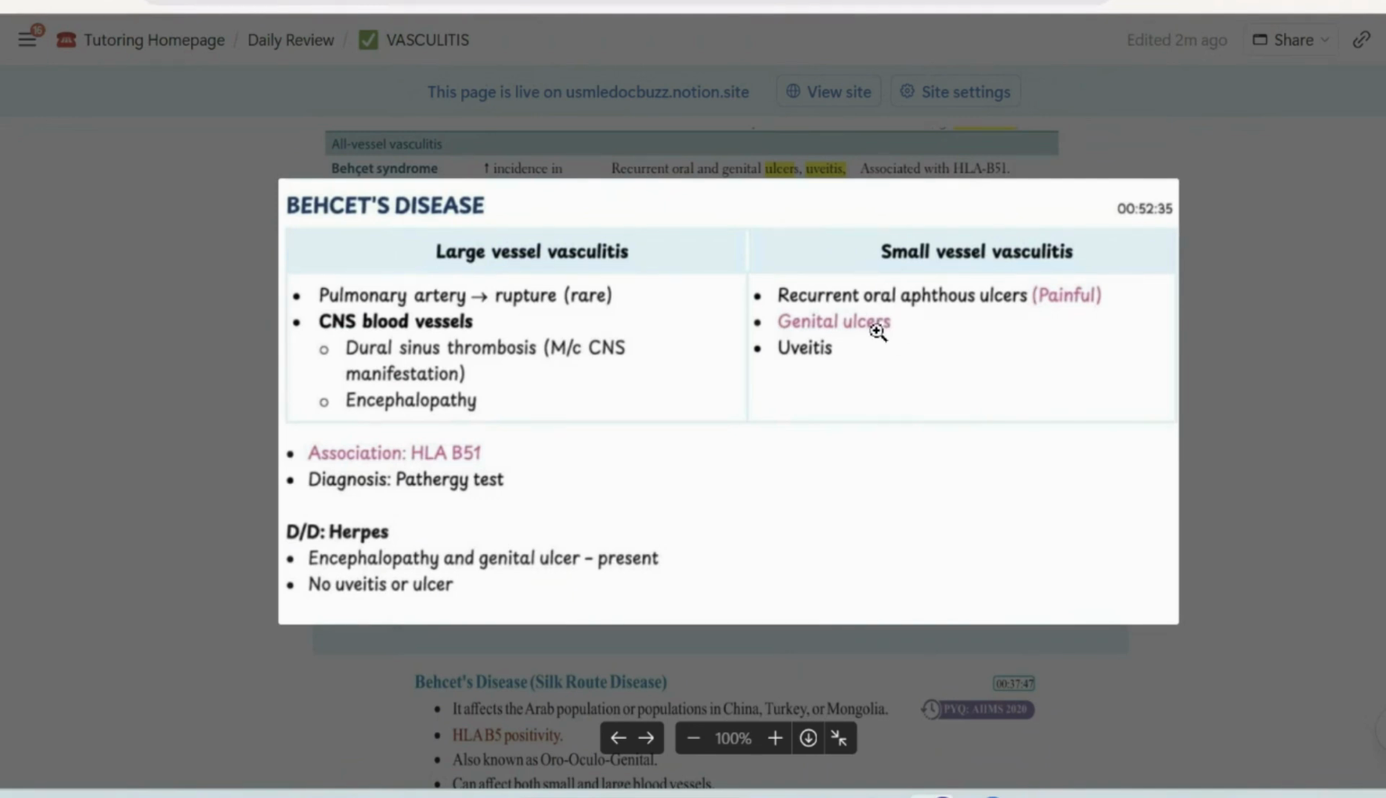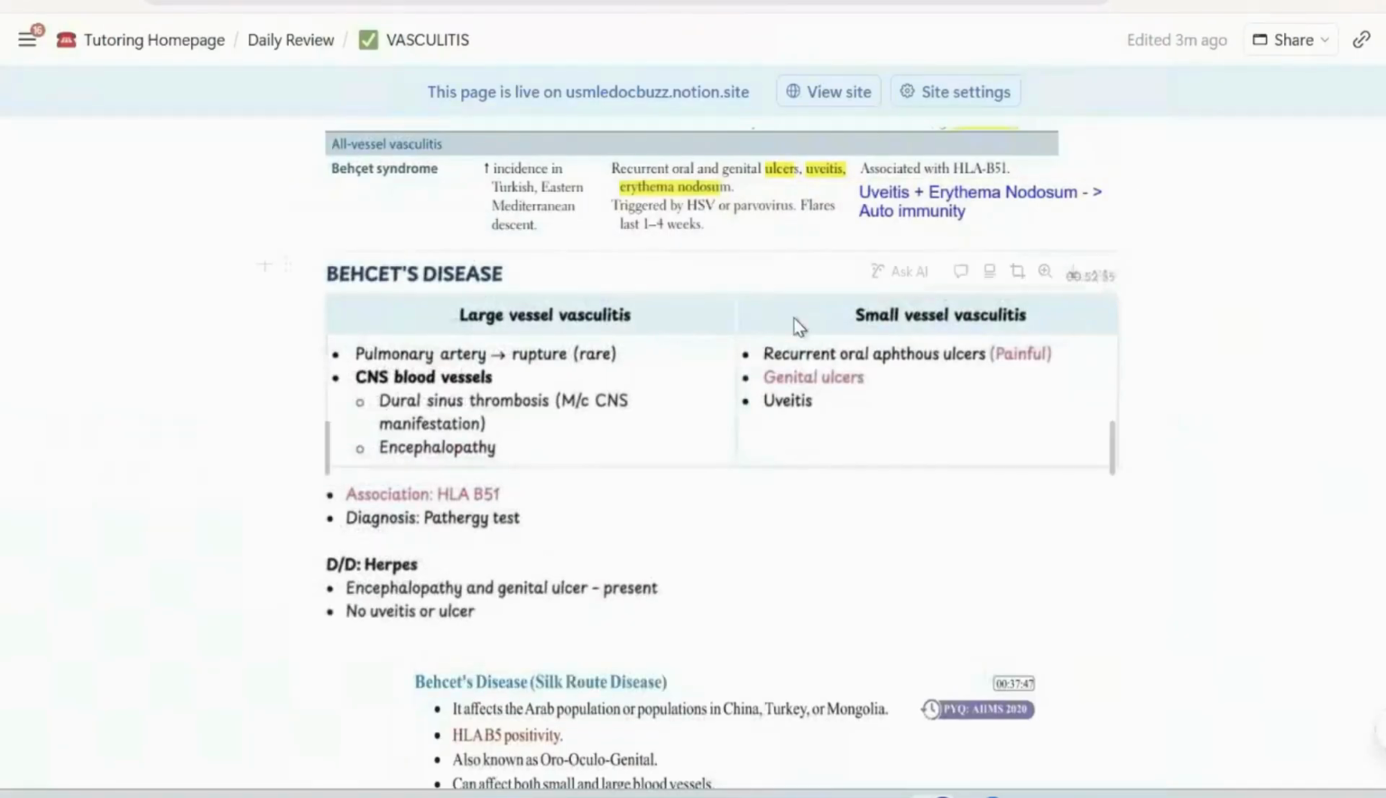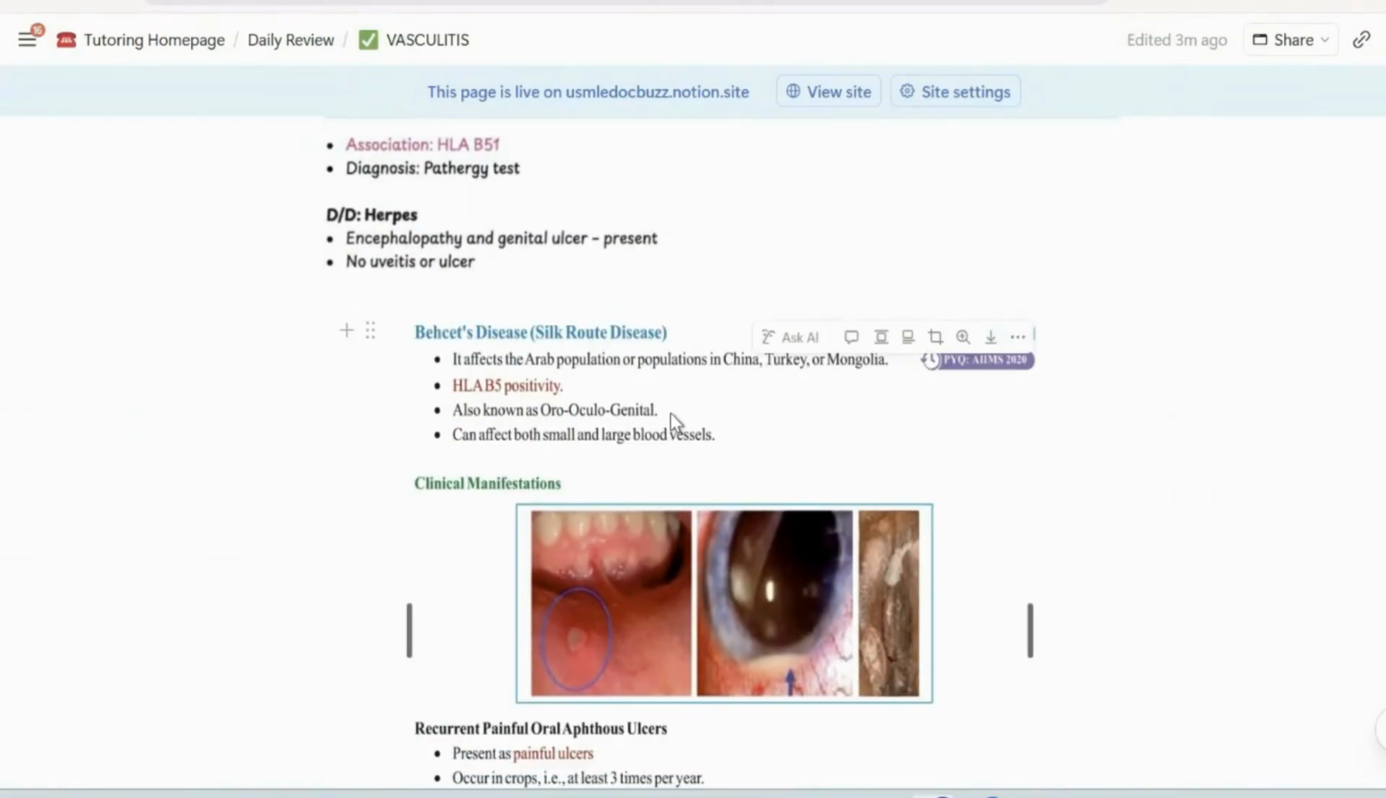Very important. Whenever you see genital ulcers, you're like, oh, it's an STD, right? Or you see ulcers with uveitis, you may think of some sort of viral problem, right? But in this case, you're seeing multiple things, and they've given you the differential here, right? So encephalopathy with genital ulcers, usually it's a herpes thing, herpes simplex virus, right? But in there, you may not see any uveitis or any ulcer, right? But here you're seeing that the progression of Behçet's disease is involving the eye, it's involving mucous membranes, and it's involving the CNS, and that's how it presents.